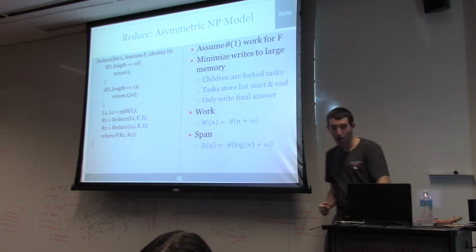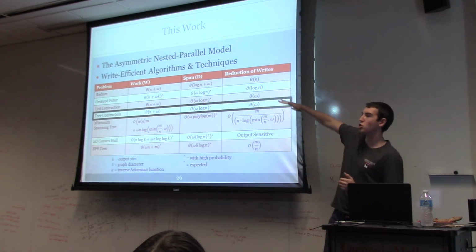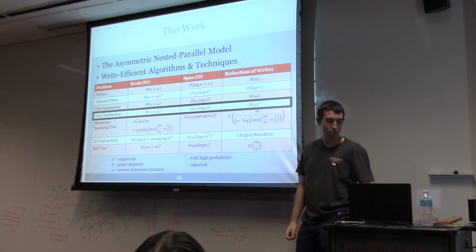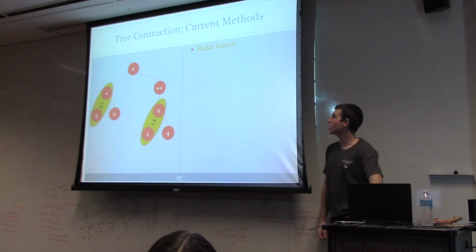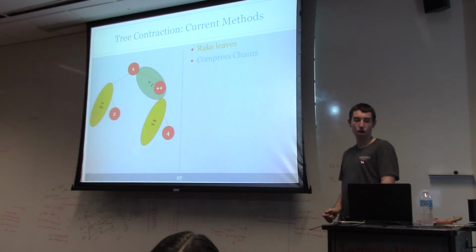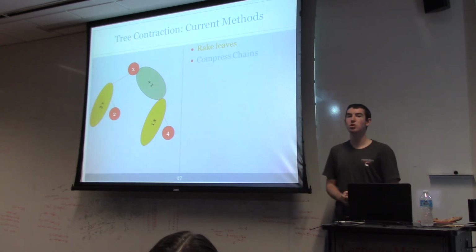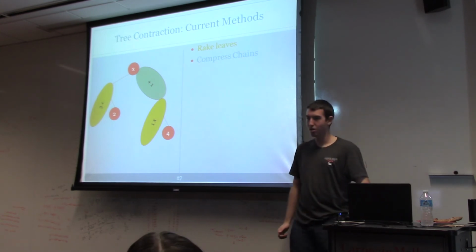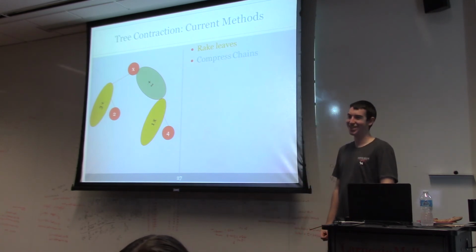All right, so since I'm low on time, I'm going to breeze through tree contraction as our example of one of the ways we use the model. So currently, if you want to do tree contraction, you essentially compress the tree by raking in the leaves and compressing chains. Is everyone relatively familiar with that concept? Does anyone need more explanation there? All right, awesome. I thought questions weren't allowed anymore. He can't ask us questions, is that what you mean?